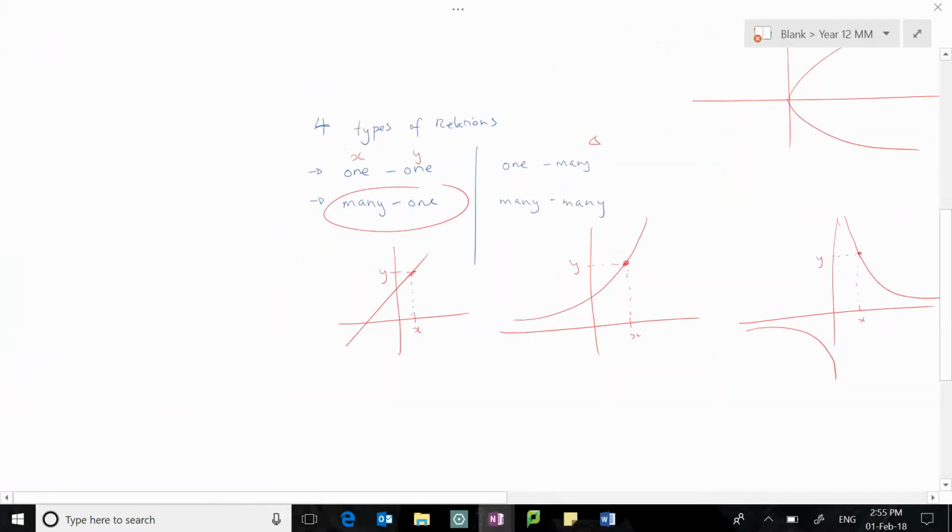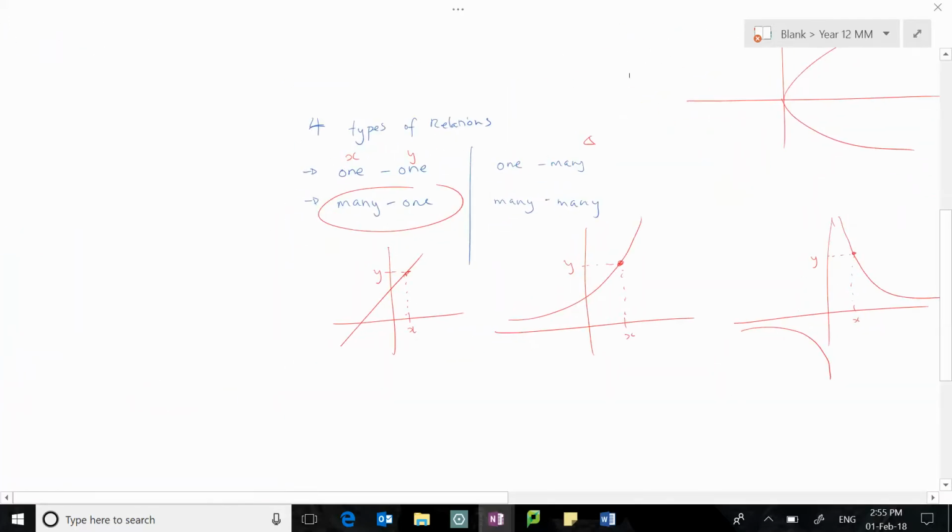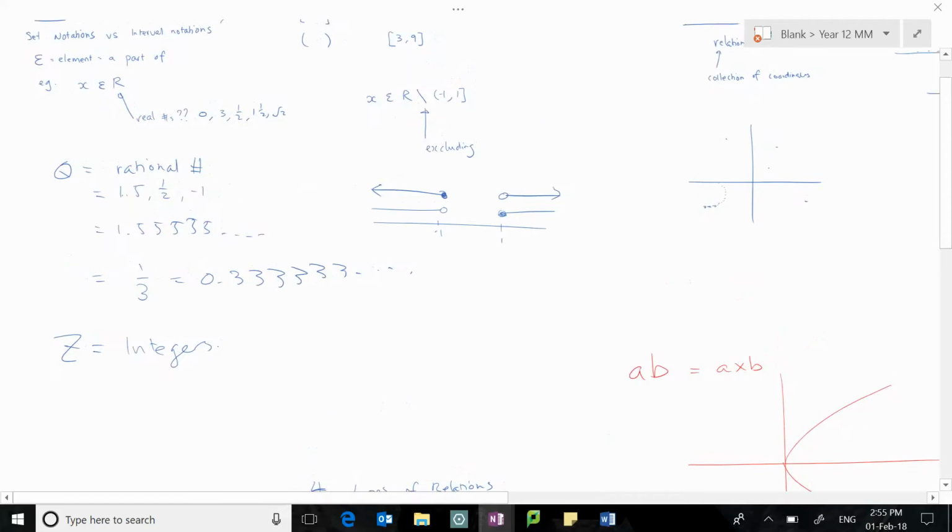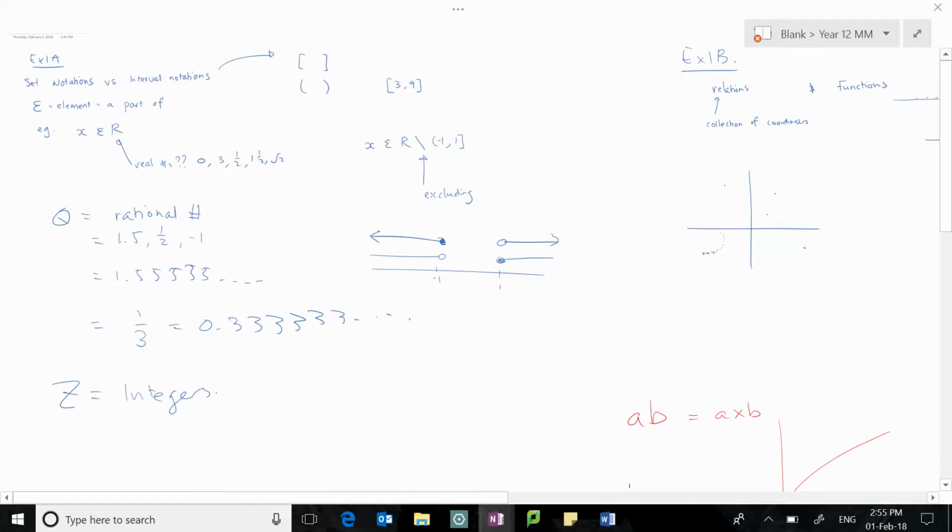So, there you go. So you've got your 4 types of relations. That was 1B. So I just went through 4 types of relations, what a relation is, what a function is, exercise, that's 1B. 1A, set notations, interval notations, how to use that to find range and domain, and especially the exclusion.